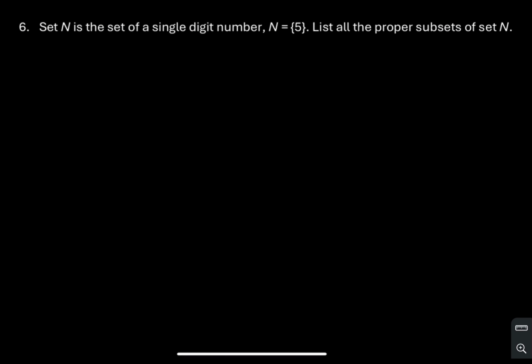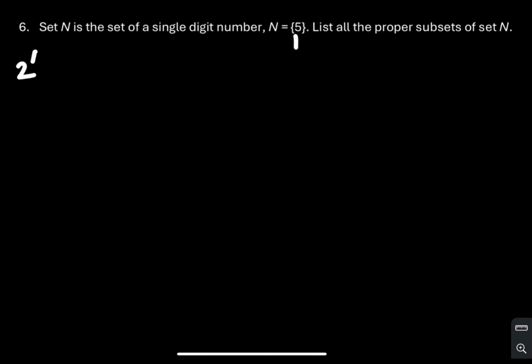For the sixth problem, it says set n is the set of a single digit number, and we have set n, which is equal to 5. List all the proper subsets of set n. Remember, we use that formula, which is 2 to the n, where n is the number of elements in our set. Now, our element is a number, so we don't do 2 to the 5. We do 2 to the 1, because essentially this is just one element in our set.